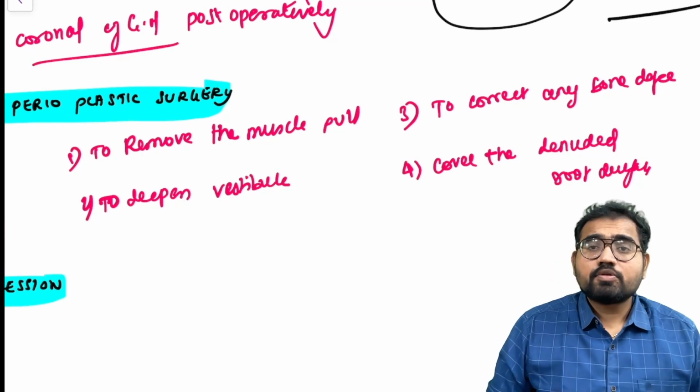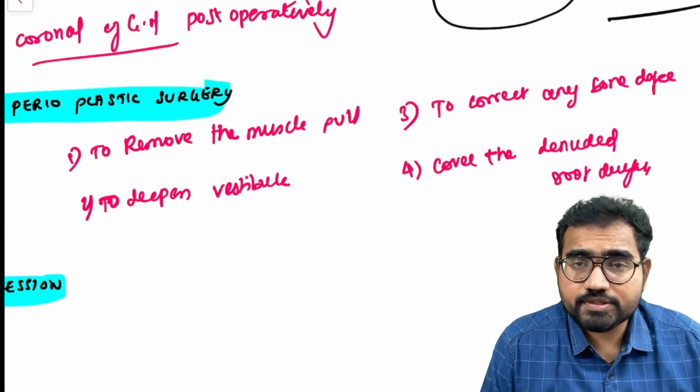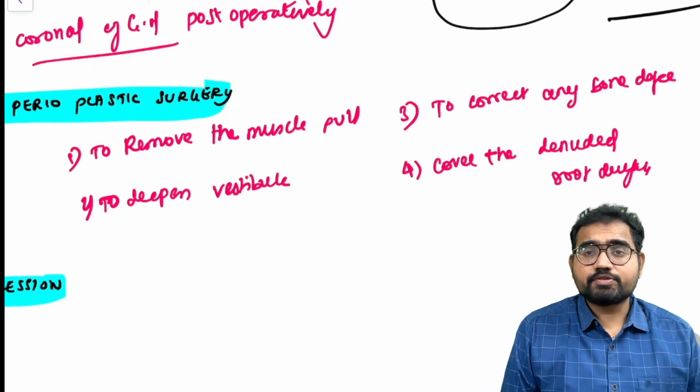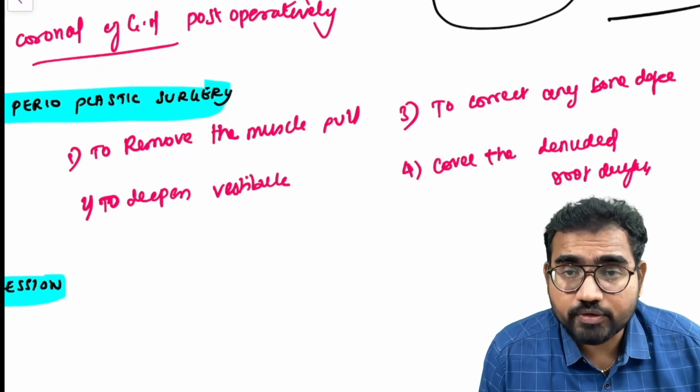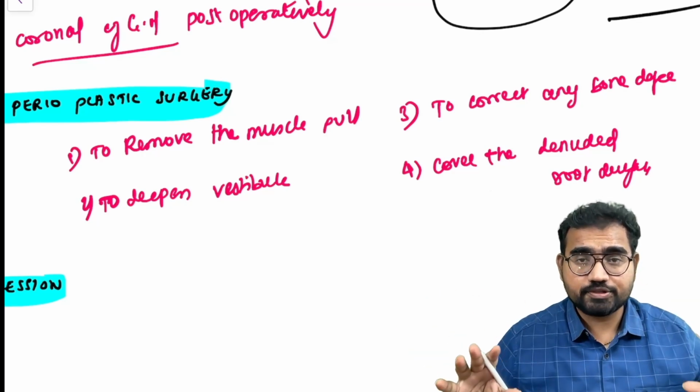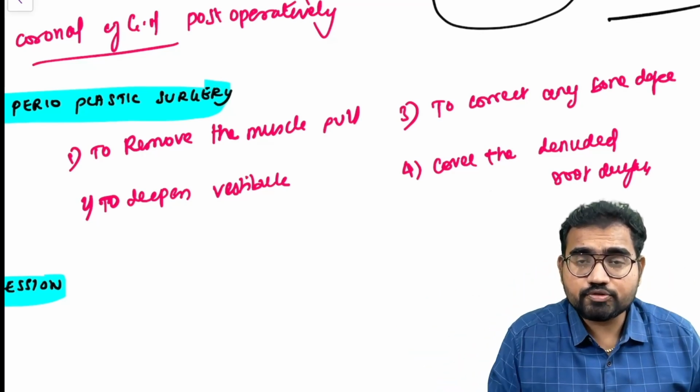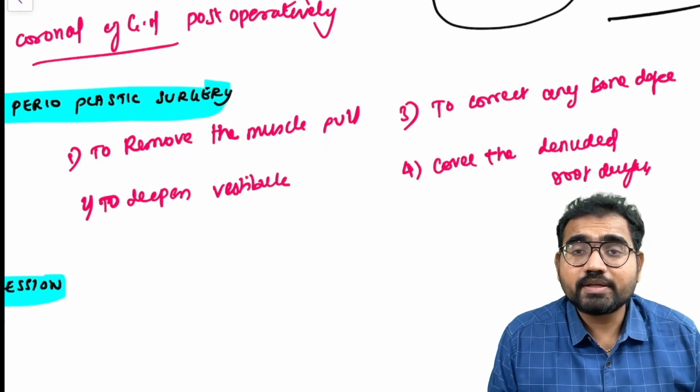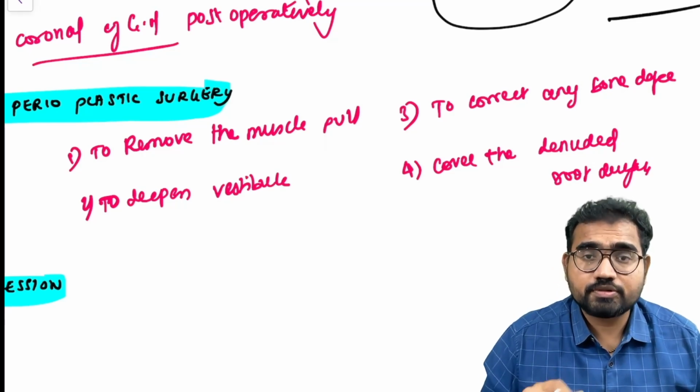Okay, so we are going to see the first four important procedures. What we are going to see first is covering the denuded root surfaces, the root coverage procedures. So the first and foremost thing we are going to see now is the root coverage procedures. Okay, fine.